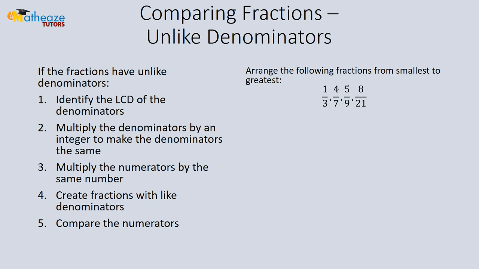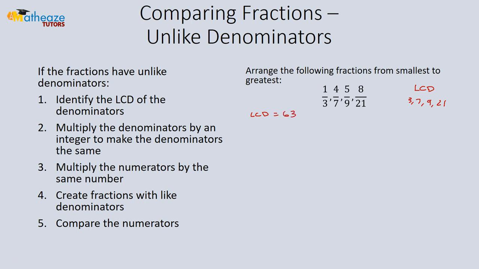Now we're going to look at another example where we compare a group of fractions or a set of fractions. Now what we're going to do is determine the LCD of 3, 7, 9, 21. If you follow the method for the LCD, what you're going to end up with is 63 for the LCD. So LCD is 63.